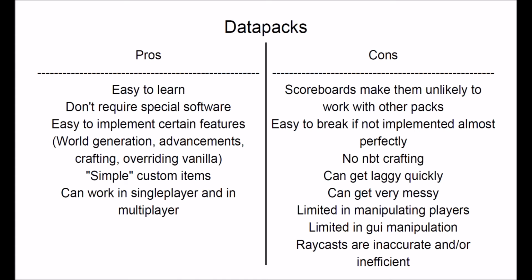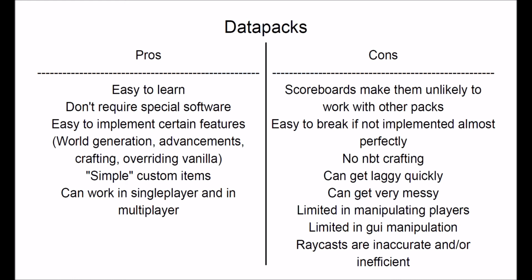There's a lot of features that are pretty easy to implement. I mean, if you know what you're doing, which are world generation, advancements, crafting, and just overriding vanilla features, because they're pretty much just already in the Datapack format. Certain items, custom items, are very simple, like TNT arrows, lightning arrows, I don't know, any arrows, and a lot of other features you can add pretty simply. And they can work, more importantly, they can work in both single player and in multiplayer.